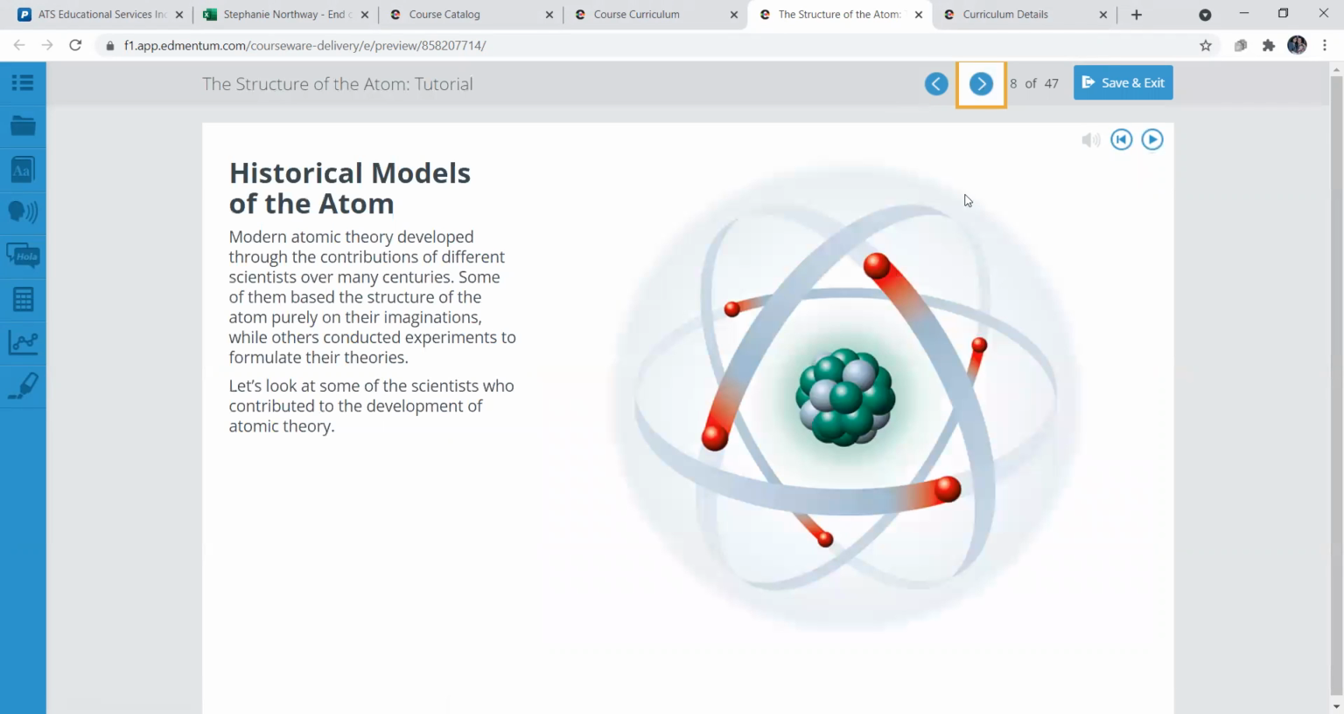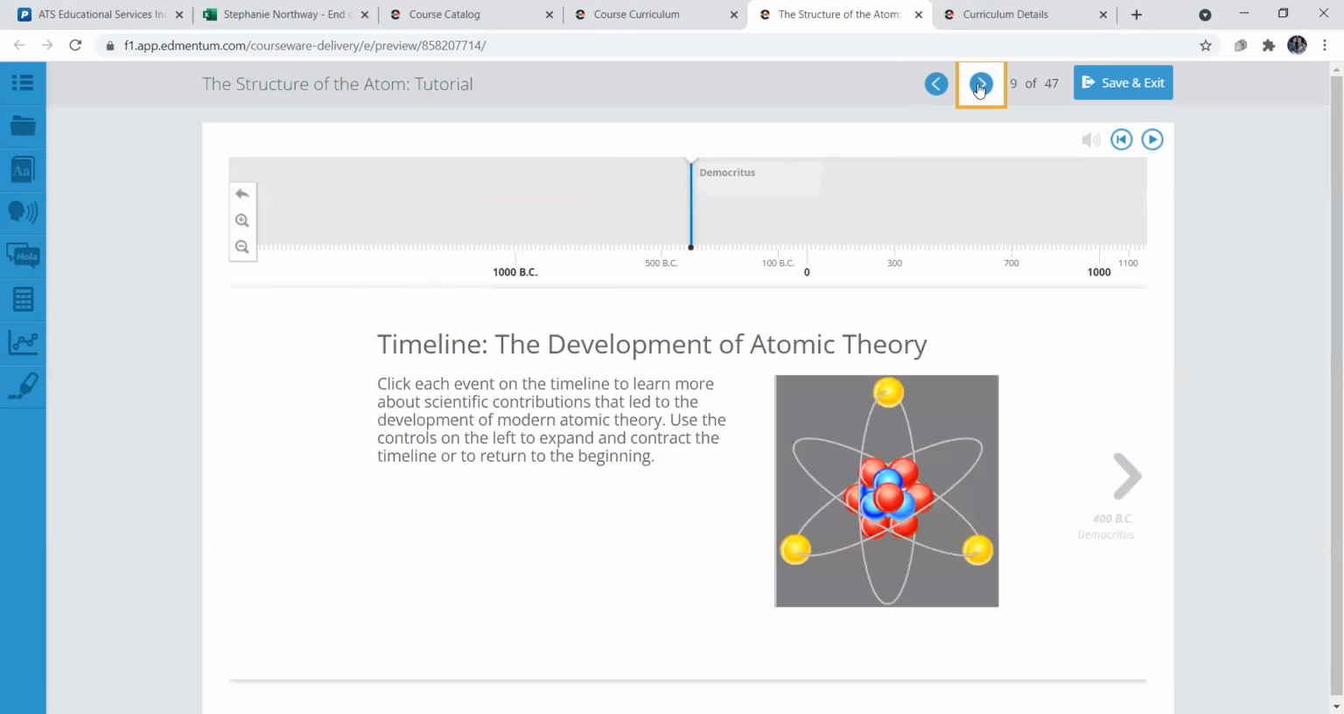History of the atom. So these are just different models of the atom. The modern atomic theory developed through the contributions of different scientists over many centuries, meaning it took hundreds of years to develop different theories, different models of the atom. So way back, right around this time period, it says 400 BC is kind of when things first started to develop around the atom. If we click it, it'll give us a little bit more information.